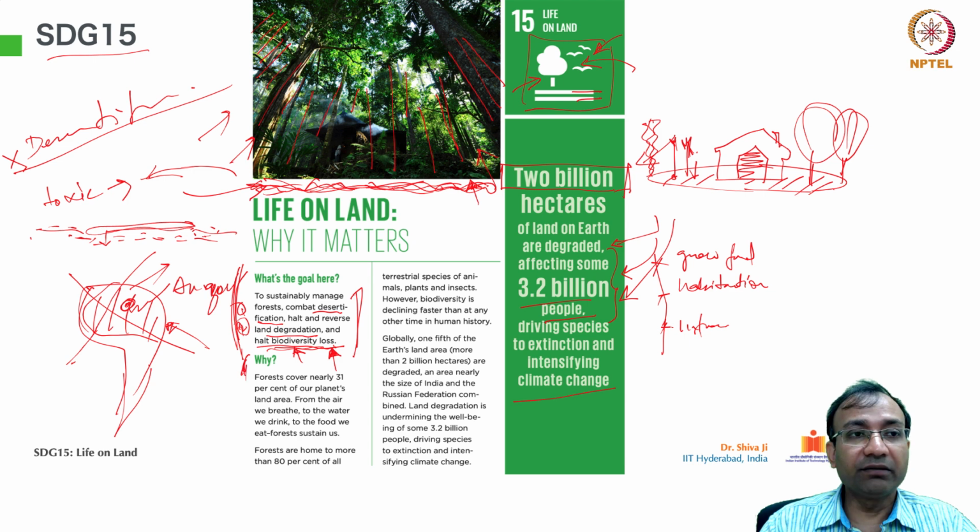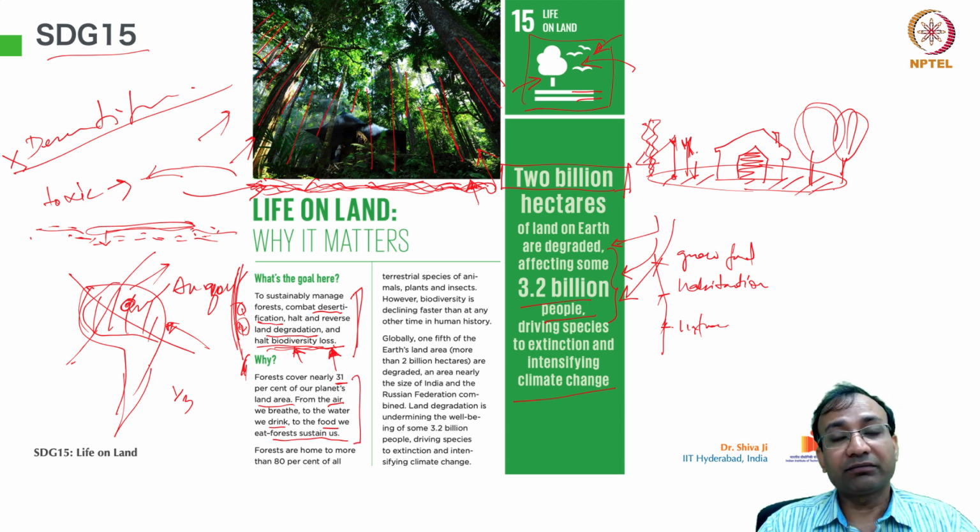Well, why is it needed? Forests cover nearly 31% of our planet's land area. 31%. Okay, close to 33. You may call it close to one third. From the air we breathe, to the water we drink, to the food we eat, forests give us. Well, how do they give water, you may ask?